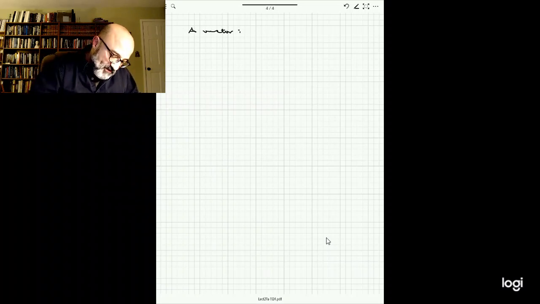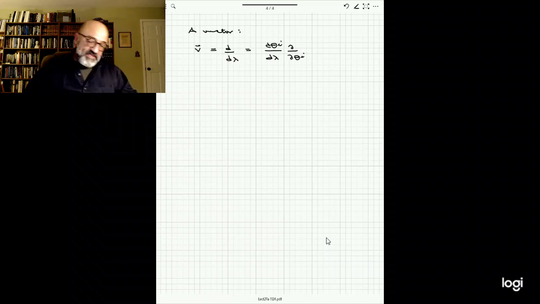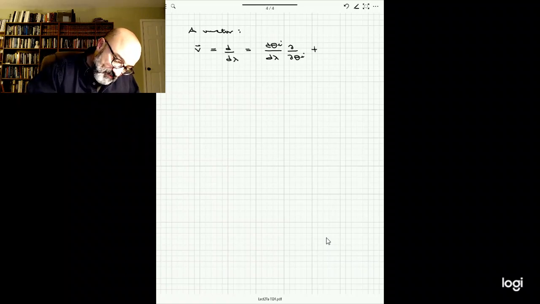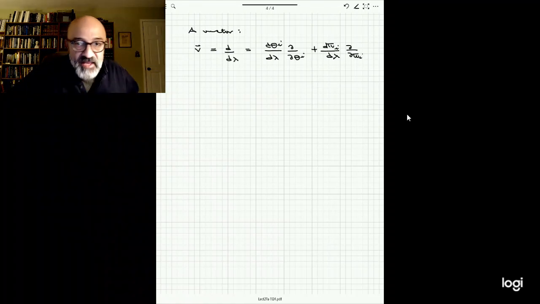Let me show you what a vector looked like before. A vector in the finite space was something that looked like d theta i. These are the components of the vector, and then these are the basis vectors, and I am summing over i.